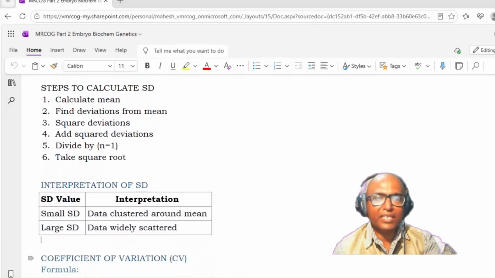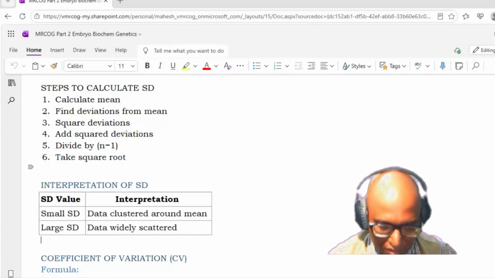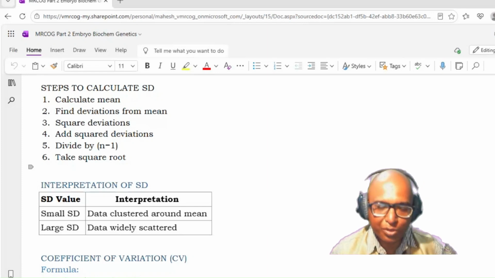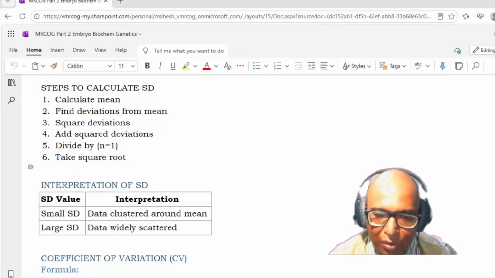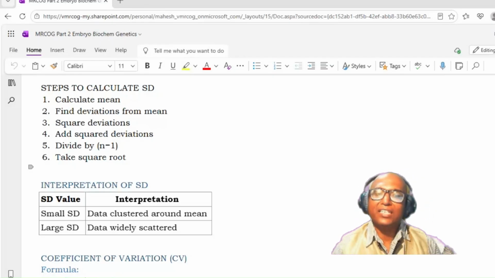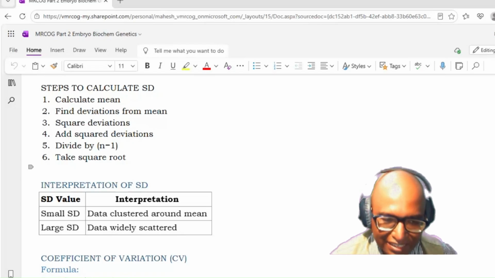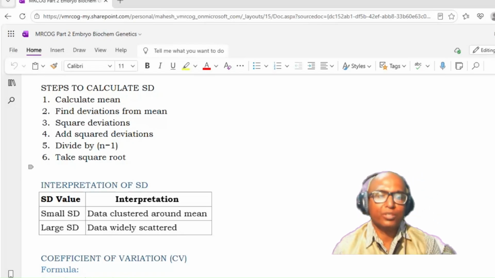So what is the interpretation of SD? If you have a small standard deviation, that means data is clustered around the mean. If you have a large standard deviation, data is widely scattered around the mean. So at least this concept you remember. Small SD means a homogeneous sample, data is clustered around the mean. Large SD means there is wide variation in the data set. So this concept you should remember.